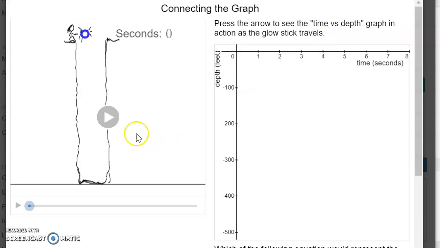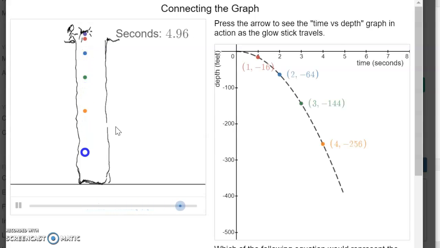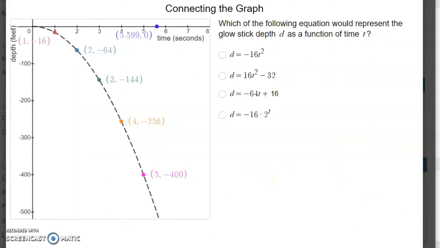Alright, then press the arrow to see the time versus depth graph in action as the glow stick is revealed. And look at that, that is a parabola. Alright, so now which of the following equations would represent the glow stick depth D as a function of time t?